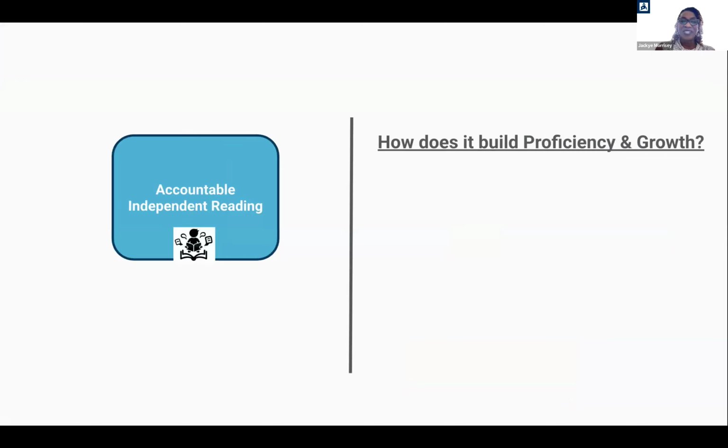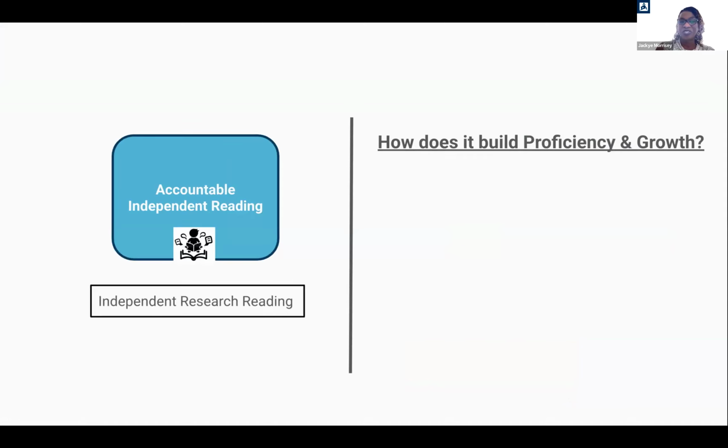The first rotation that we're going to be talking about is the accountable independent reading, or that volume of reading component. This component is comprised of two different pieces. Our students are engaged in independent research reading, where they're reading more on topics related to the module. And then they also engage in free choice reading, where students have more flexibility to choose the books that they want to read that might be more on their reading level, but this is really to enhance our students' love and motivation towards reading.